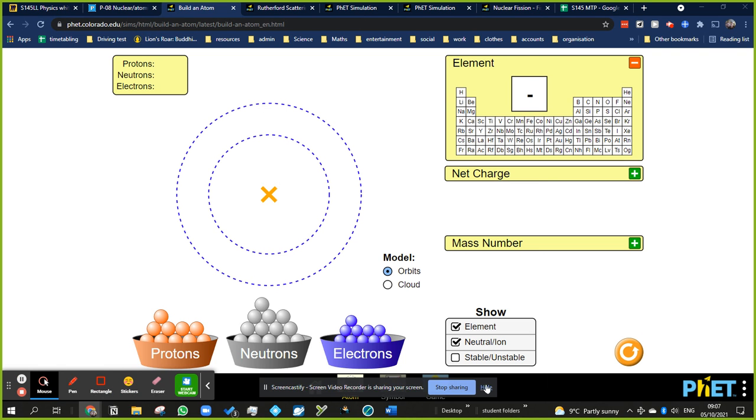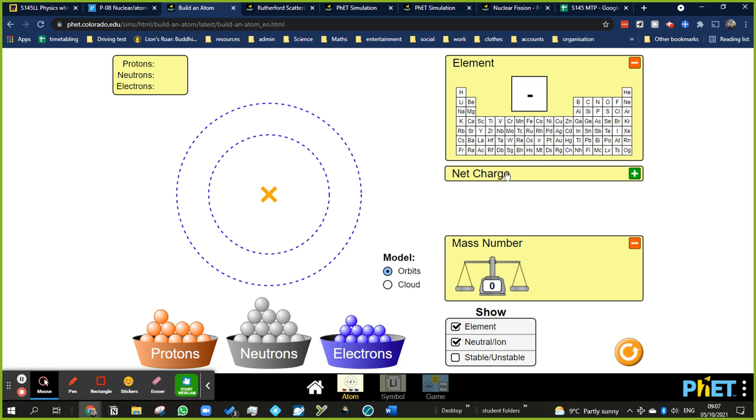So, nuclear physics. A lot of people get confused about what the topic of nuclear physics is, but it's nothing more than the physics of the nucleus of an atom. So, this is an atom. Well, it's not an atom yet, I haven't put anything in it, but all atoms are made out of protons, neutrons, and electrons. And let's say I wanted to make a lithium atom.